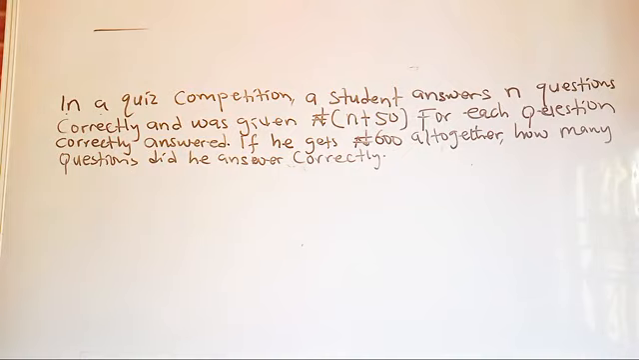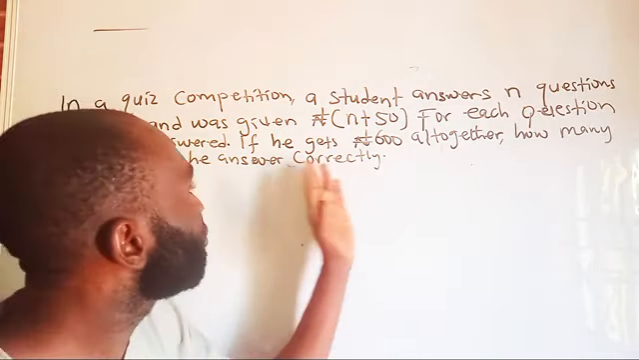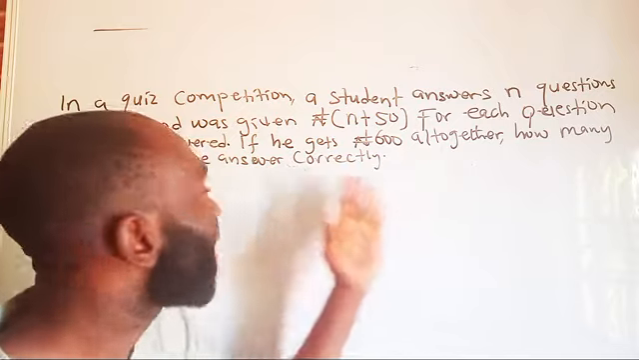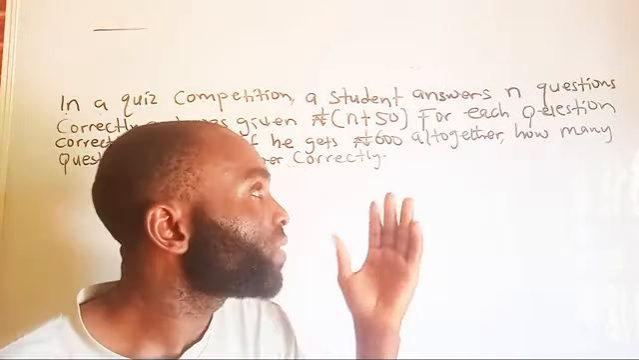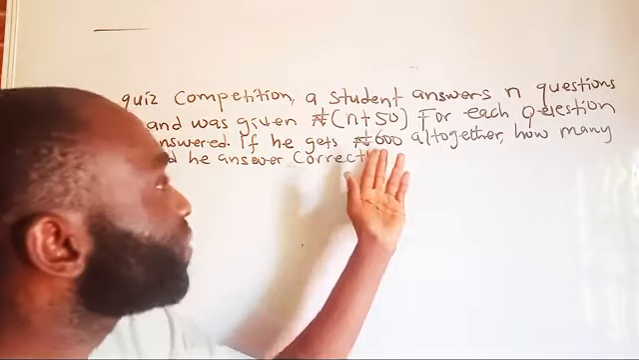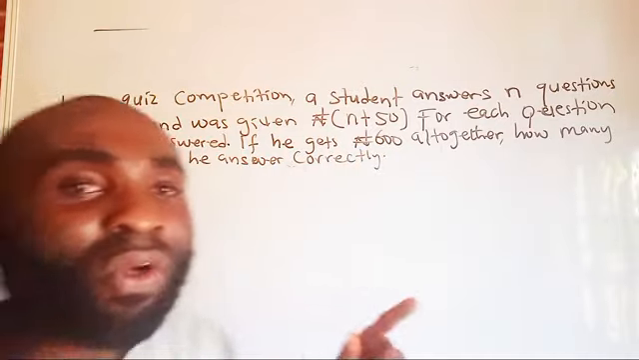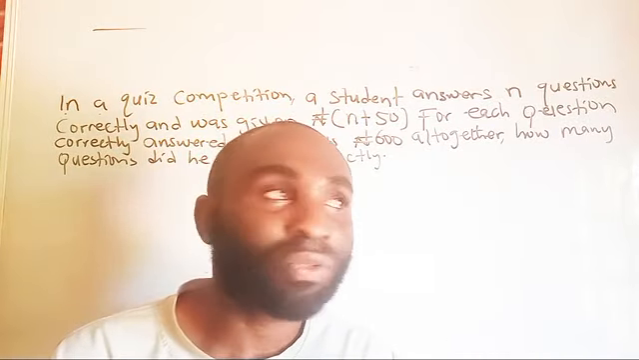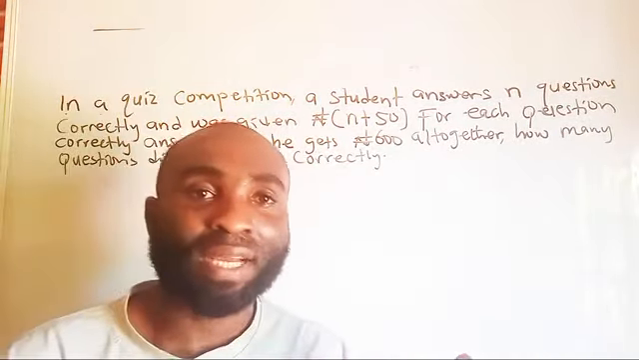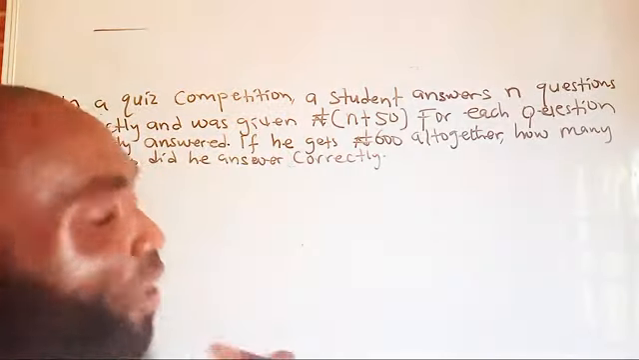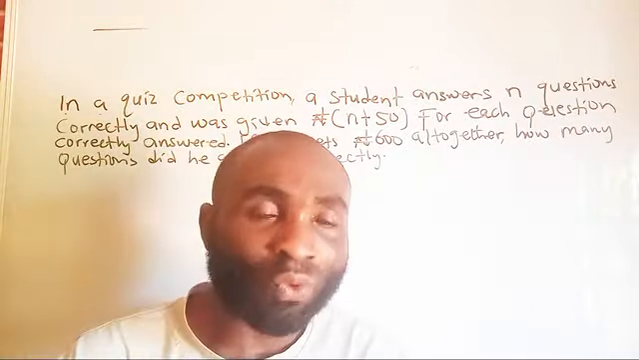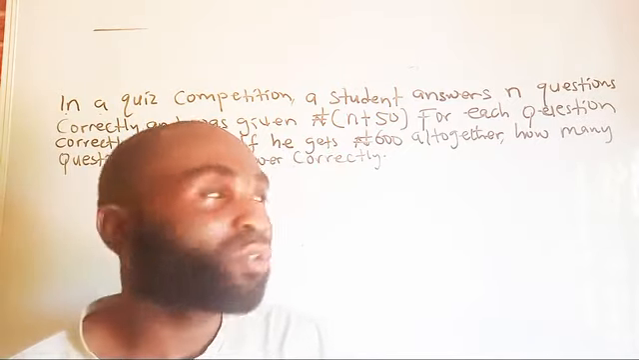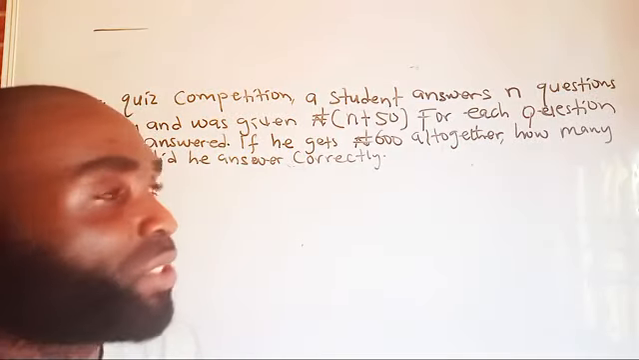You keep note of that, and again, if he gets 600 altogether, how many questions did he answer correctly? So the third part of the question that you need to take notice of: all the money he got at the end of the competition was 600 naira. So now, how many questions was he able to answer that he got 600 naira? That is what you should ask yourself before you go into answering the question. So you don't have to rush it.